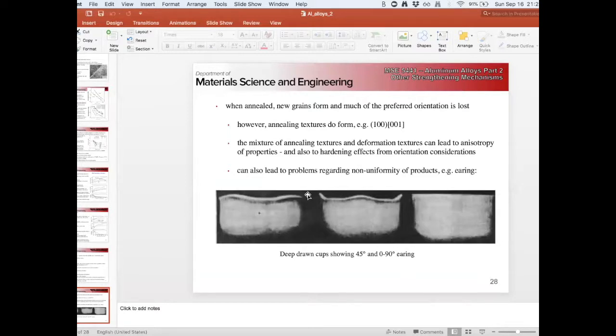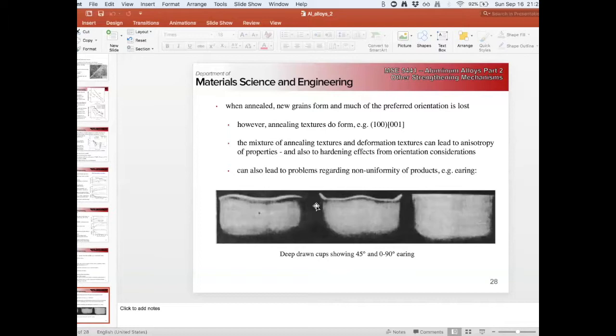And a huge amount of money was spent trying to understand how this texture developed and develop sheets that have a good starting texture so that when you draw them, they don't form this earring behavior. Because this is wasted material. If you want to make a can out of this, you have to cut that all off and recycle. It creates a lot of scrap, a lot of waste material, and a lot of additional cost in the manufacturing process, and that's all due to the texture that develops during deformation.